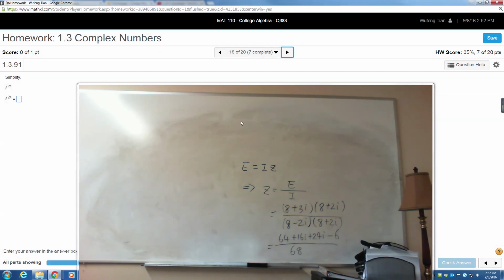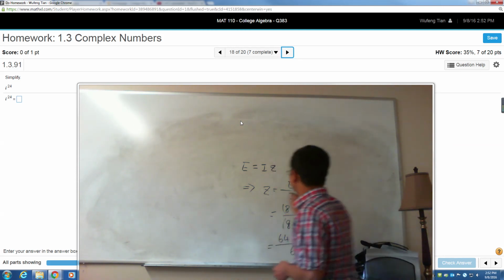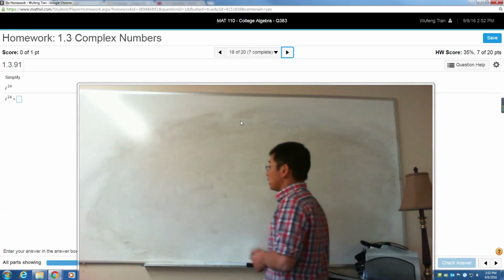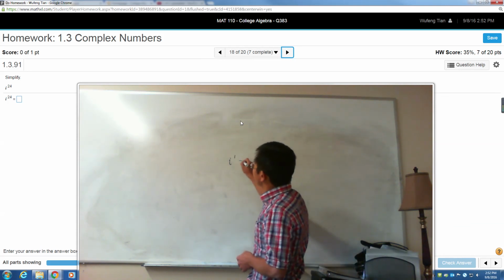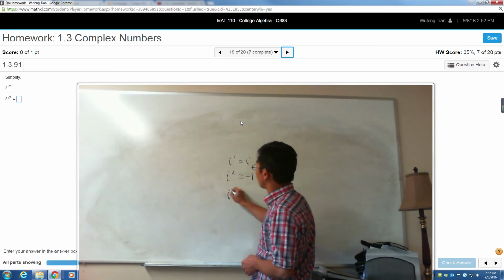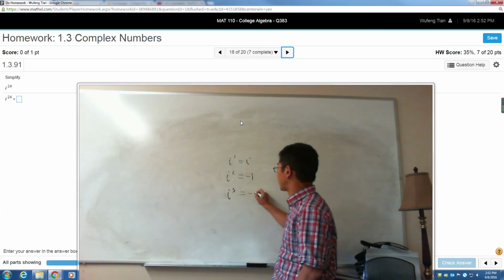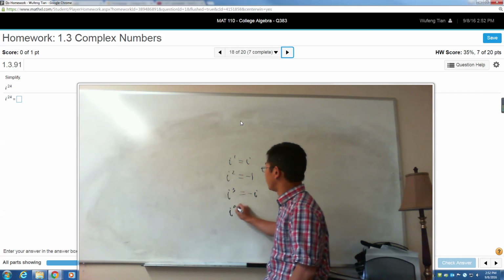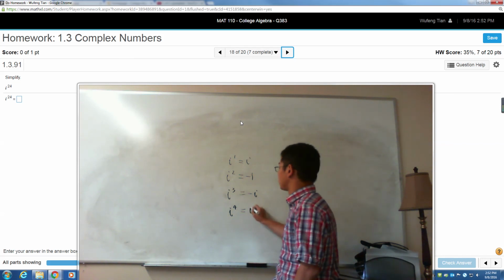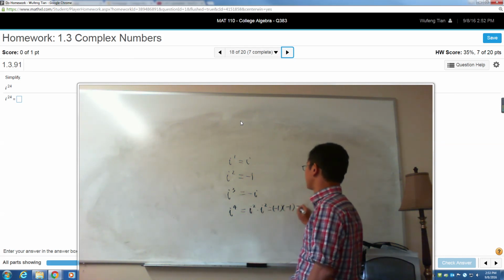Number 18, i to the power 24. Let's look at one thing. i to the first power is i, i squared equals negative 1, we know that. i cubed equals i squared times another i, which is negative i. i to the power 4 is i squared times i squared, which is negative 1 times negative 1, which is positive 1.